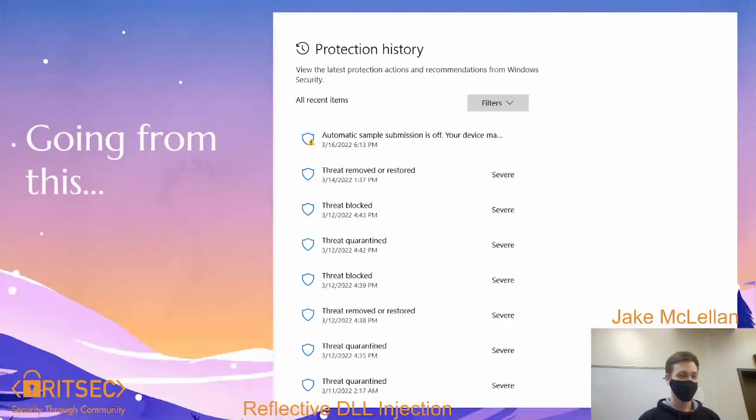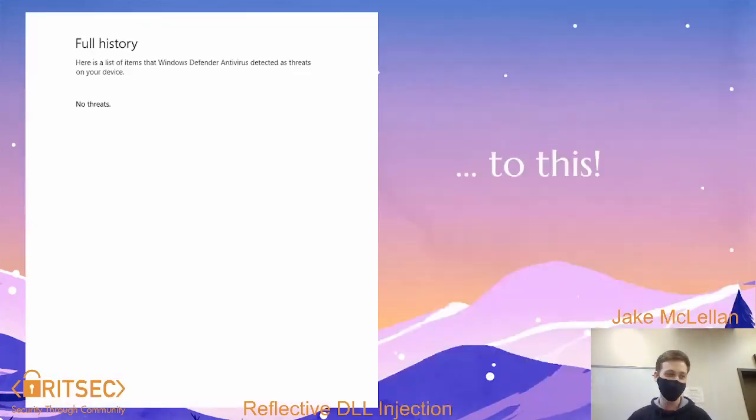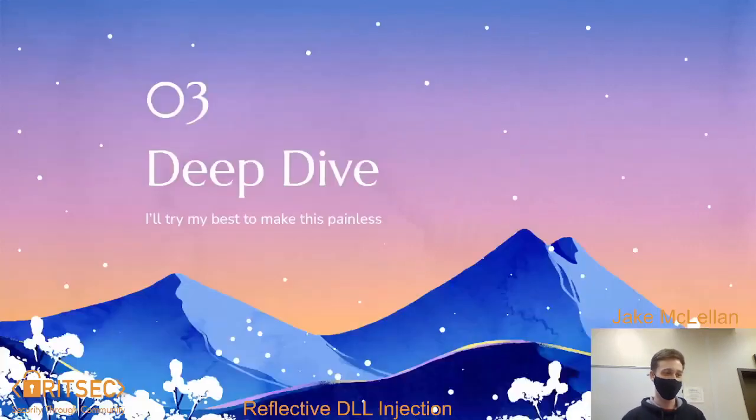All right, so basically we're going to try and go from this, which is my laptop, to this, which is a VM. Yeah, but no threats. We don't want Defender to trigger on our payload, because that makes us red teamers sad. So all right. Step 3, we are absolutely cruising at this point.